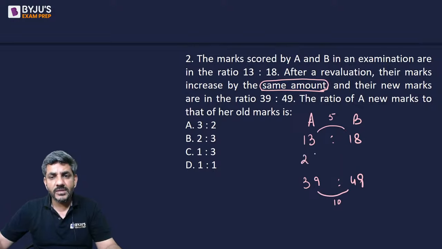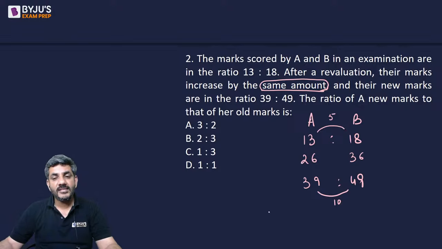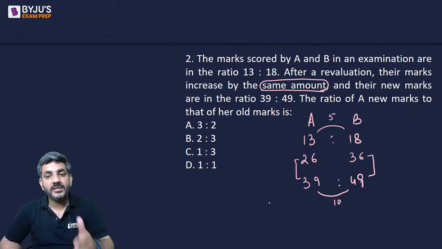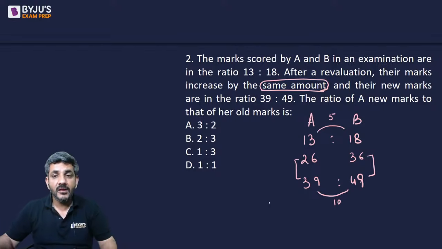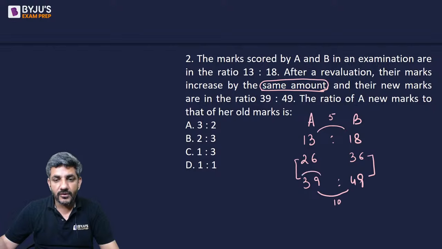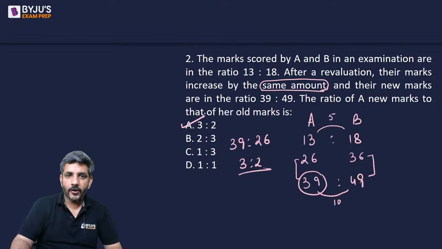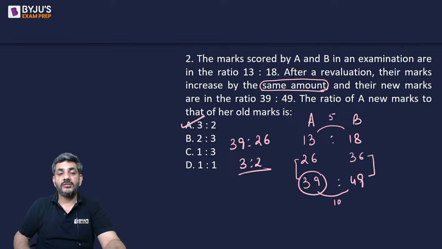So let us assume the initial scores of A and B were 26 and 36. The new scores are 39 and 49 and now you would see actually they are increased by the same amount. Isn't that correct? A's score has increased by 13, B's score has also increased by 13. So yes, that is there. Question is what is the ratio of A's new marks which is 39 to A's old marks which is 26. Cut by 13, the ratio becomes 3:2. A option is the correct answer for this question.